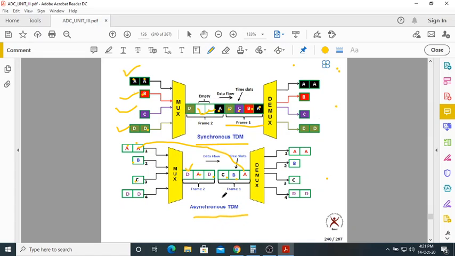But here in a frame there are only 3 time slots. So in asynchronous TDM, the number of time slots in a frame will generally be less than the number of users. Whereas in synchronous TDM, the number of time slots in a frame will be exactly equal to the number of users, or the number of multiple users we have. Okay, so this is about time division multiplexing.